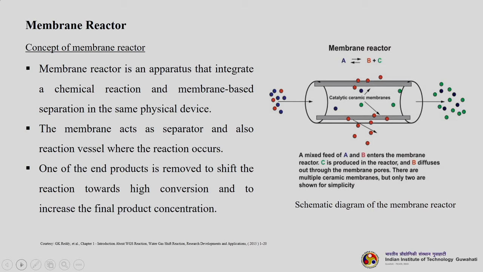Okay. So, this is a schematic diagram of a membrane reactor where a mixed feed of A and B enters the membrane. Then C is produced in the reactor and B diffuses out through the membrane pores. There are multiple ceramic membranes, these are ceramic membrane systems, but only two are shown here for simplicity, and you can see that B is diffusing out through the membrane pores, and then you get C as the product.